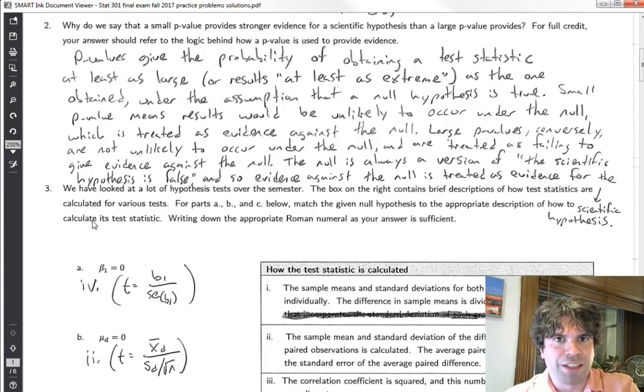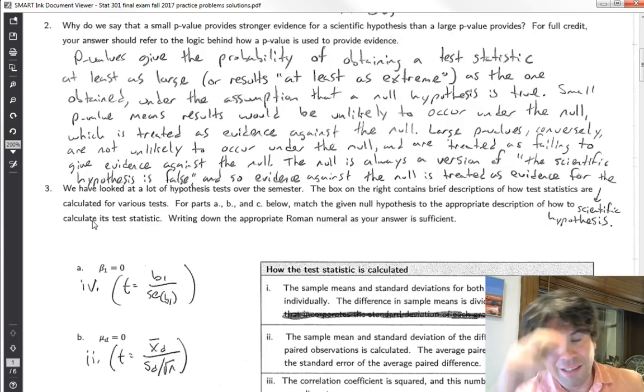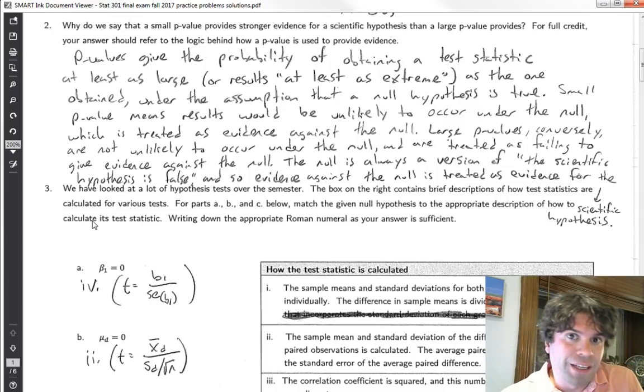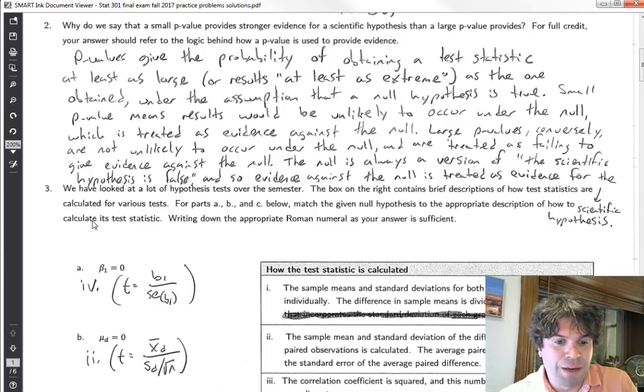And so the logic is, well, if she was just guessing, then she shouldn't have gotten all these right. Or the probability of her getting all of these right if she was just guessing is small, and so we don't think she was just guessing, we think she actually could tell the difference. This is the logic here. If you get a small p-value, then the thing that happened is something that would be unlikely to happen if the null were true, and so that's evidence against the null.